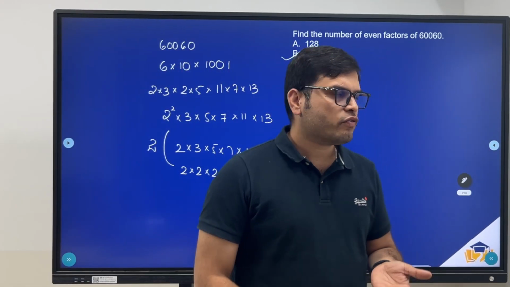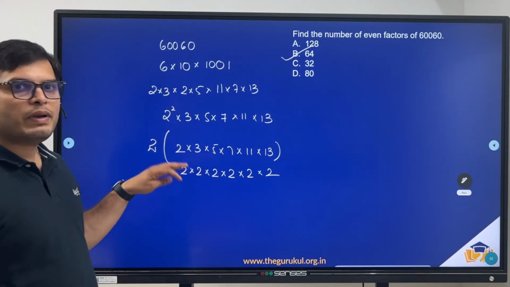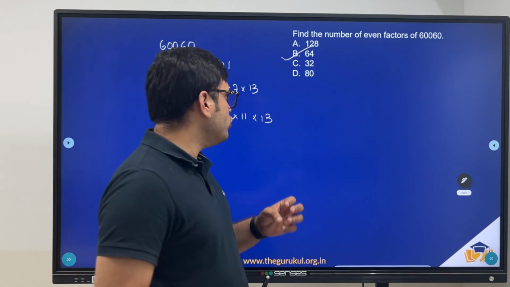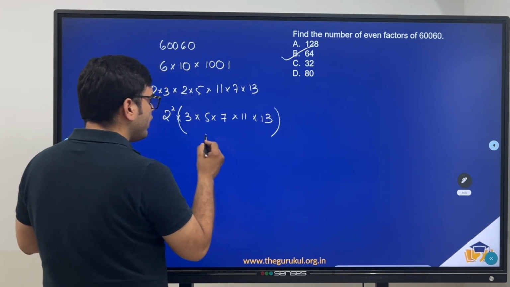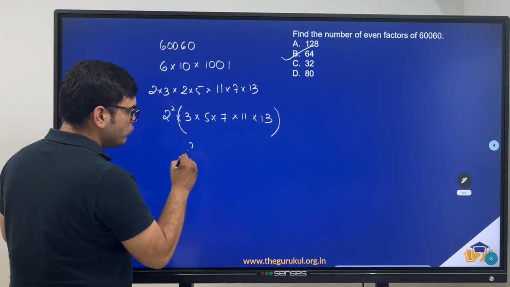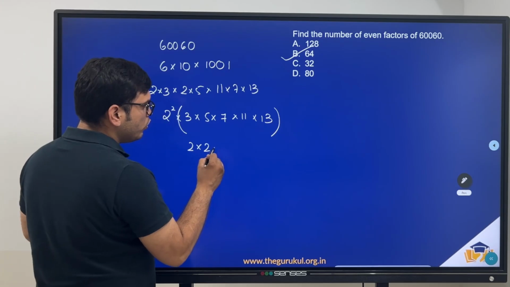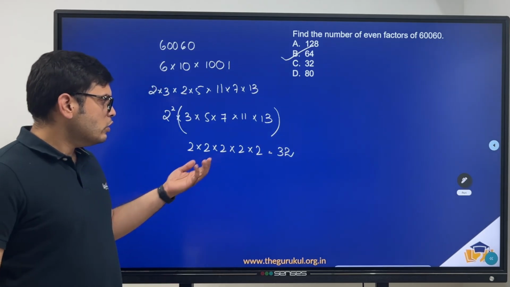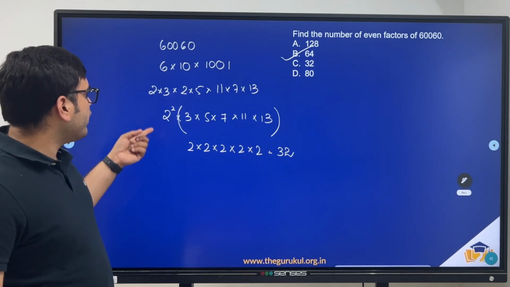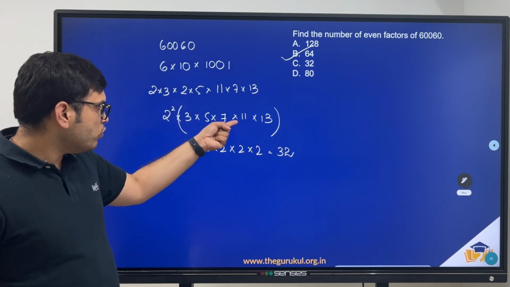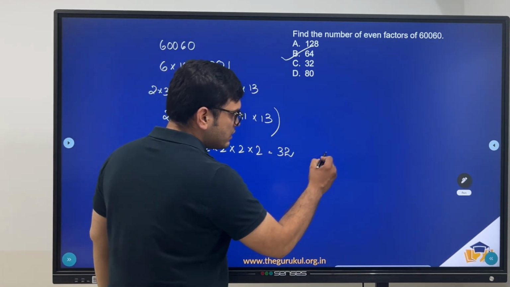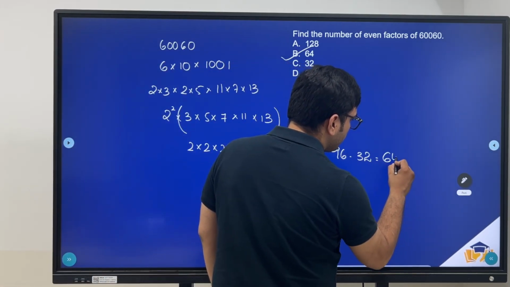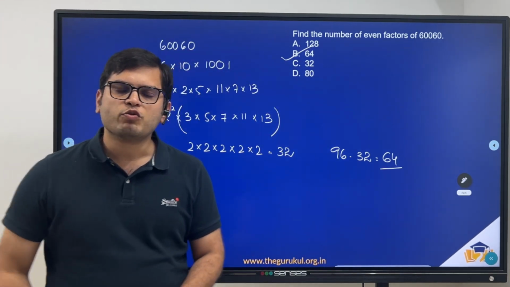Now the other way of solving this question is finding the number of odd factors and subtracting the number of odd factors from the total number of factors. Now in order to find the odd factors, you should be having odd prime factors only. So we have 3, 5, 7, 11 and 13. So the total number of odd factors would be 2 into 2 into 2 into 2 into 2, which is nothing but 32. So we have 32 odd factors. What is the total number of factors? 3 into 2 into 2 into 2 into 2 into 2, that would be 96. There are a total of 96 factors minus 32, 64 should be the answer to this question.